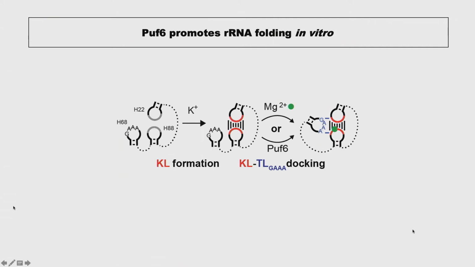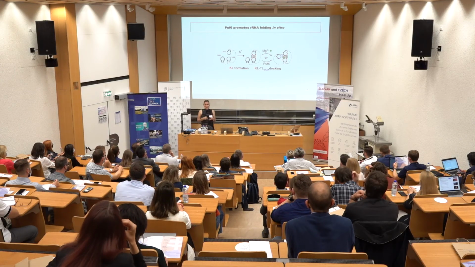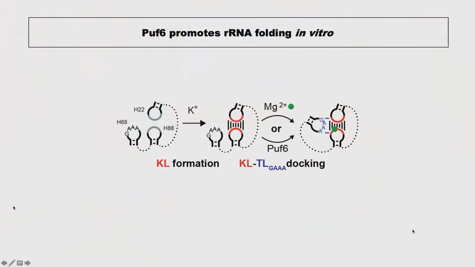And then when we add Puf6, our player, into this role, we saw that Puf6 actually acts the same way as magnesium, meaning that Puf6 compacts this tertiary contact and forms this tertiary contact, chaperoning it.